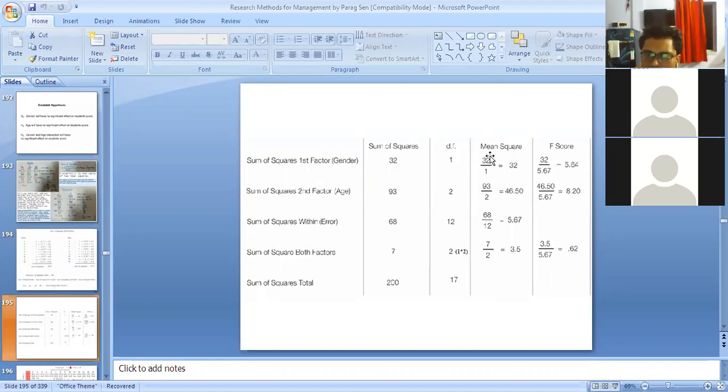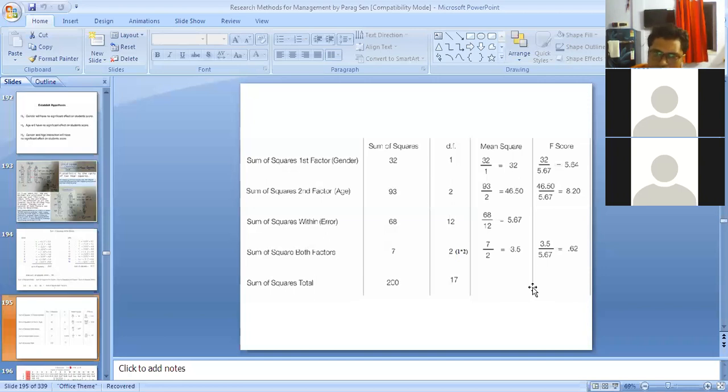So it will come out to be 2. And the mean square will be your 7 divided by 2. Okay, so it will come out to be 3.5. And your F score will be 3.5 divided by the mean square, the sum of square within, 5.67, which will be 0.62. Okay, so now your table is actually complete.